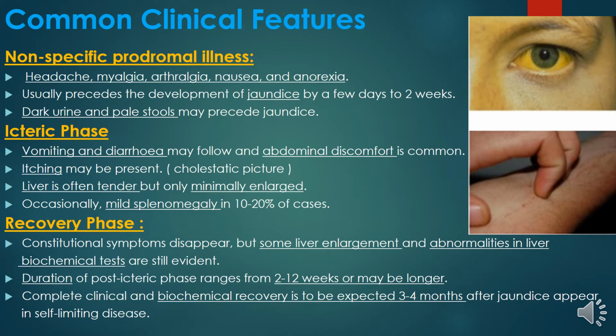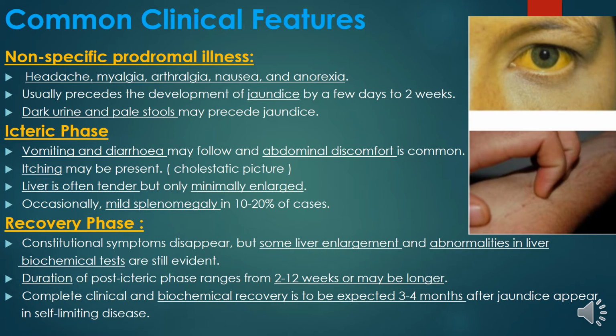Dark urine and pale stools may precede the jaundice. In the icteric phase, vomiting and diarrhea may follow, and abdominal discomfort is common. Itching may be present and it shows a cholestatic picture. The liver is often tender but minimally enlarged. Occasionally, mild splenomegaly is seen in 10 to 20% of cases.